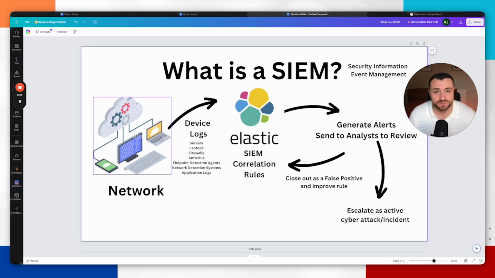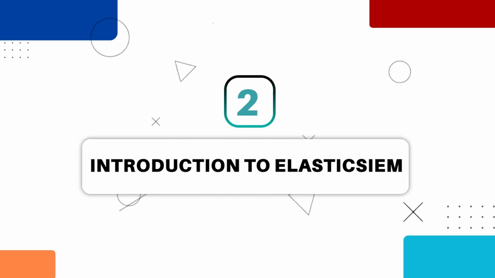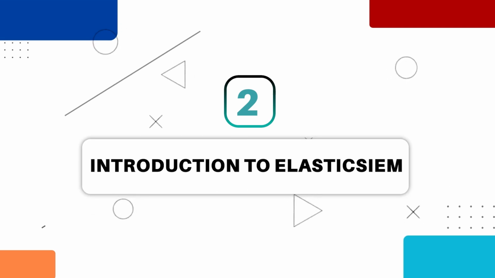So the agent will be installed on a laptop or a network device, and that will then send logs to the Elastic SIEM. All of that I'm going to show you in the next few steps. Now you understand what a SIEM is, I'm just going to give you a brief introduction to Elastic SIEM.